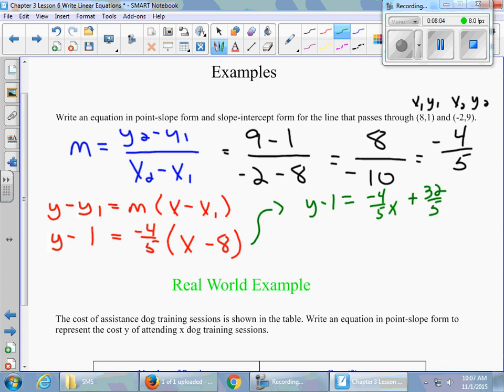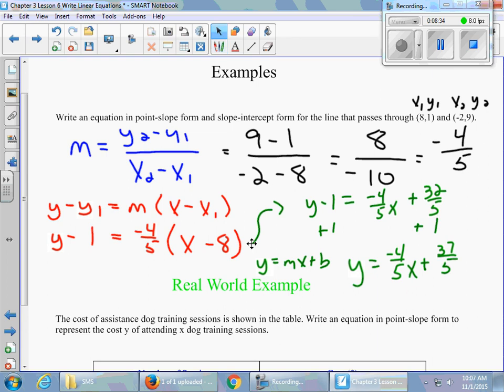And then we just have to get y by itself in slope-intercept form. Remember, slope-intercept form, y equals mx plus b. So to get y by itself, we have to add 1 to both sides. Okay, that will give us y equals negative 4/5 x plus, adding 1 to that gives us 37/5. And there you go. There is our slope-intercept form. Any questions? Please write them down or review the video.